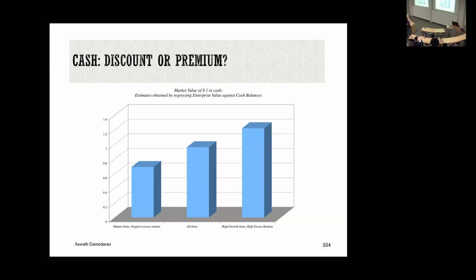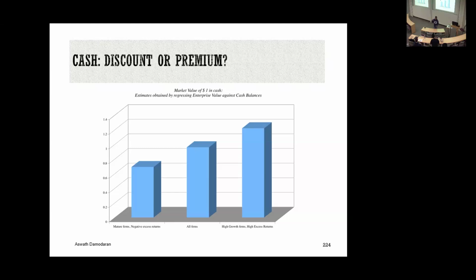I'll give you the good news. Across all US companies, $1 in cash is valued at $1. Why is that good news? Because that's what we do in every valuation. But if you break companies down into mature companies earning less than the cost of capital, companies like Company B, $1 in cash is valued at 69 cents. That's an astonishing discount if you think about it.